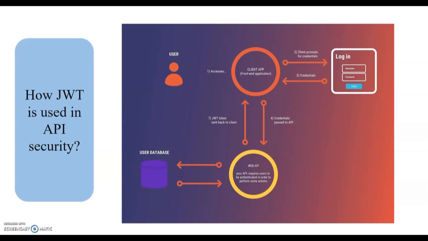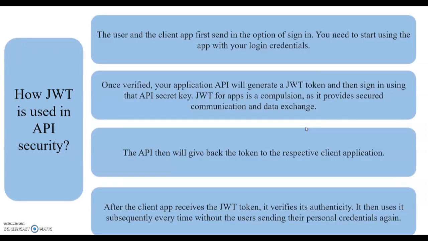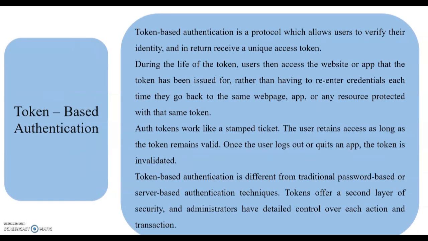The API then will give the token back to the respective client application. After the client application receives the JWT token, it verifies its authenticity. It then uses it subsequently every time without the user sending their personal credentials again. This is how it works. So I already explained this one.